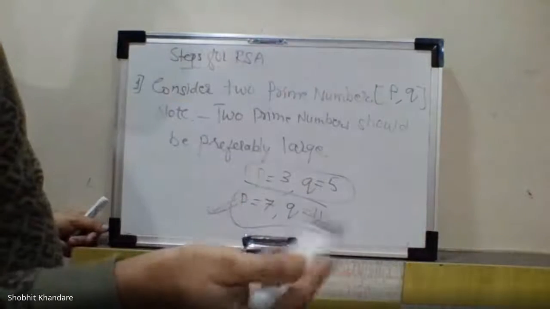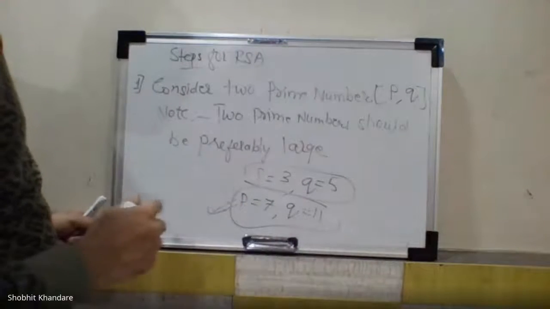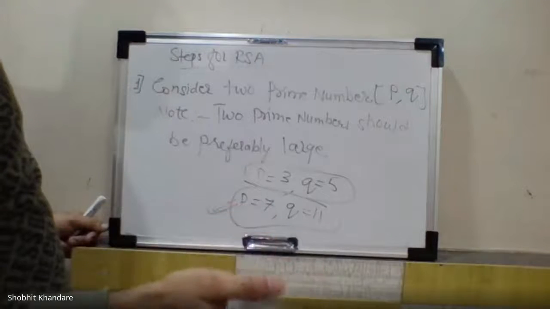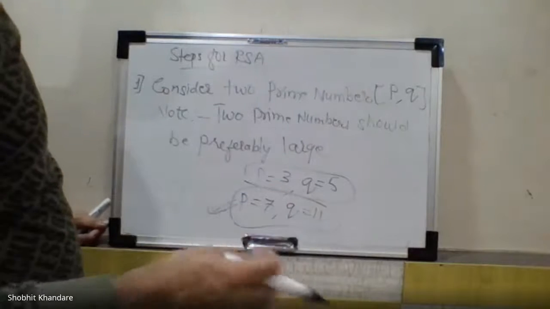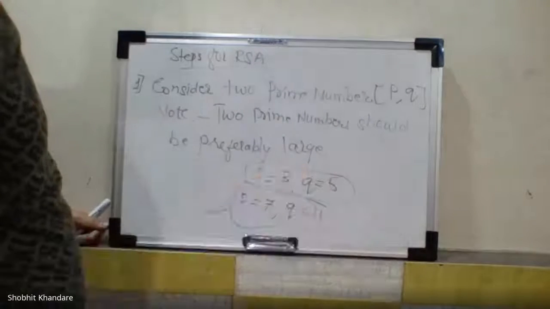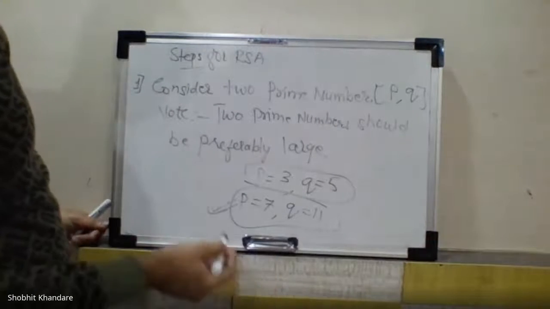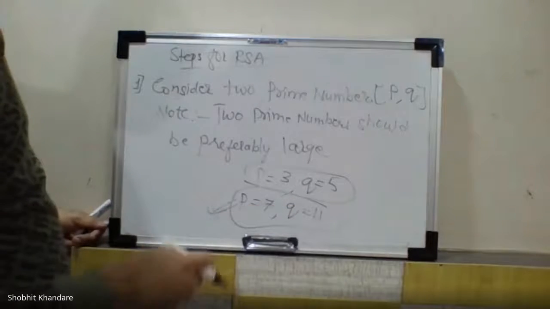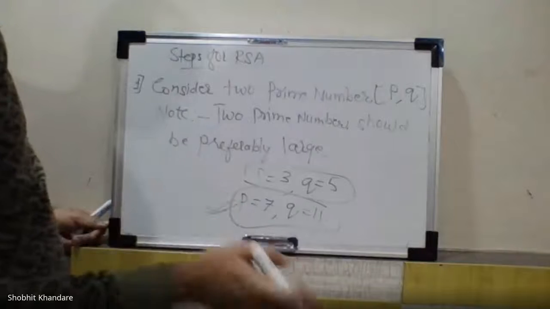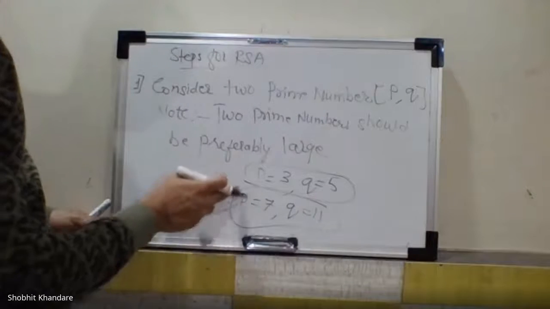It is obvious. If you have to give security to a VIP, the number of bodyguards should be more. If you provide more bodyguards, the person will be more secured. The same thing: if your prime numbers are greater, the data will be more secure. So we'll see with these examples how this data gets more secured when you choose the larger prime number.